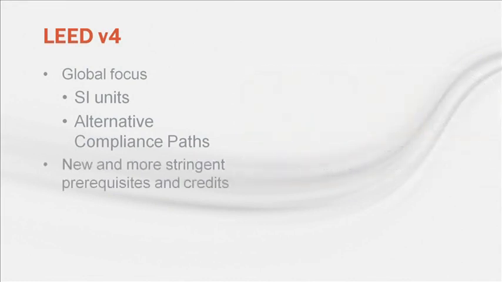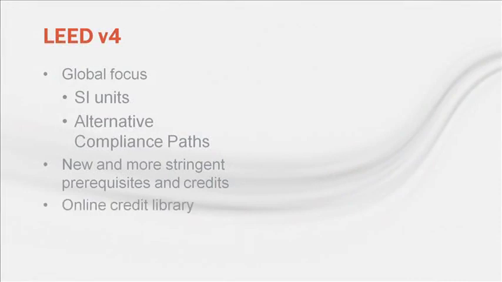New and more stringent prerequisites and credits are included in this new version. LEED v4 builds its stretch goals as well. There are some difficult hurdles for a project team to meet some of the new credit requirements. We will provide some examples later. The online credit library is a simpler way for project teams to share the specific credit language with each other. You can use filters to find the particular credit or prerequisite for a particular market segment. Each has its own unique URL so that you can easily share it by email.